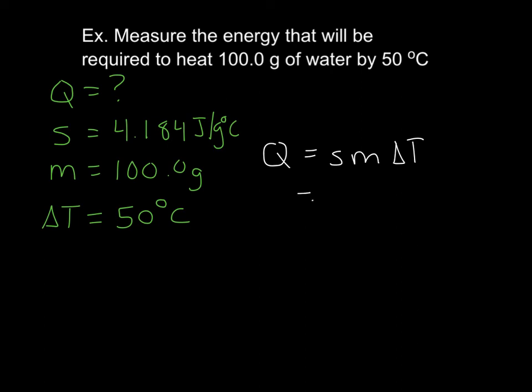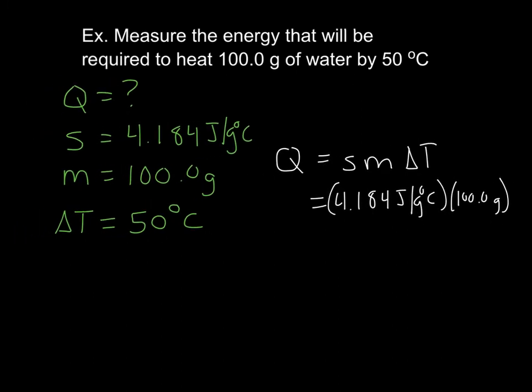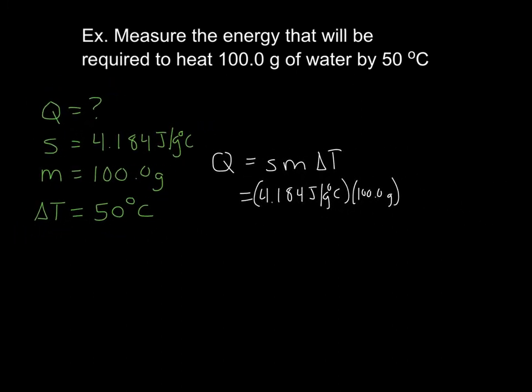So we simply plug and chug our values. We get 4.184 joules per gram degree C times 100.0 grams. Let me move this over just a hair. Oh, it's all together, huh? We'll make it a little smaller. Move it over. Times 50 degrees C.